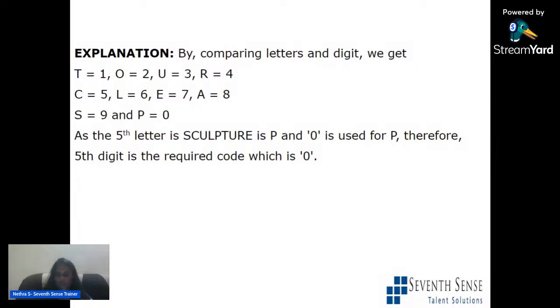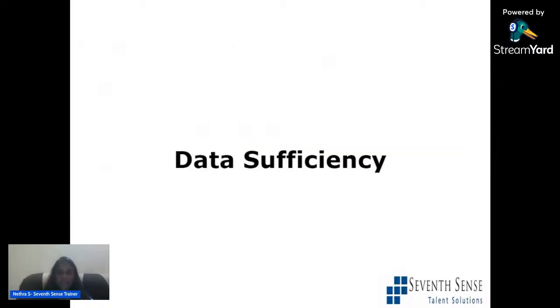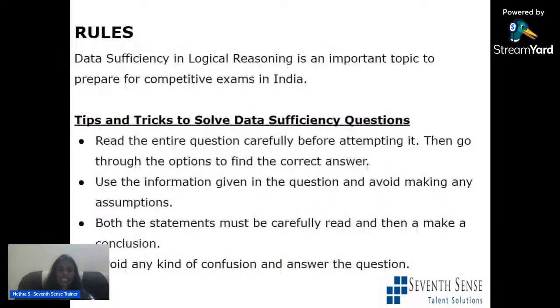Okay, we'll move on to the next topic in today's session, that is data sufficiency. So, what is data sufficiency? We'll be seeing the rules. Data sufficiency in logical reasoning is an important topic to prepare for competitive exams in India, and here are some tips and tricks to solve the data sufficiency questions.